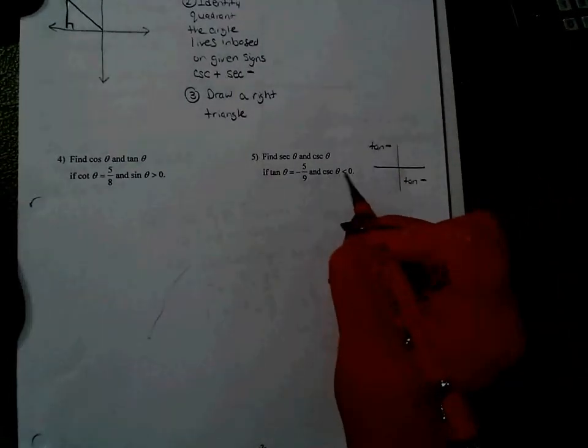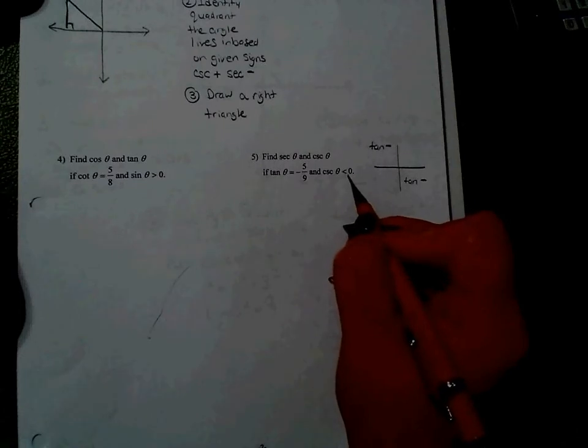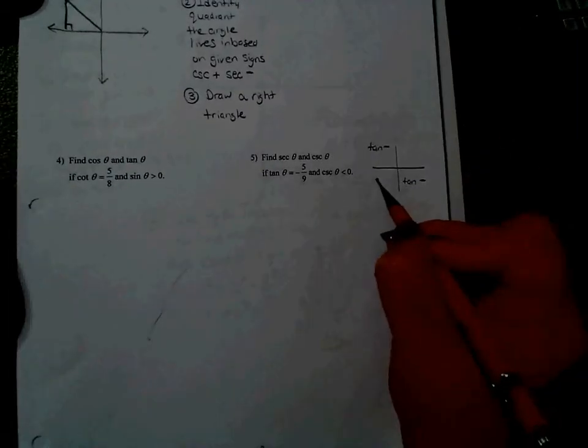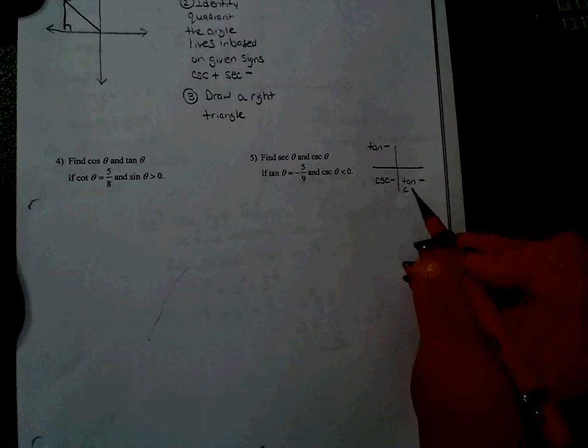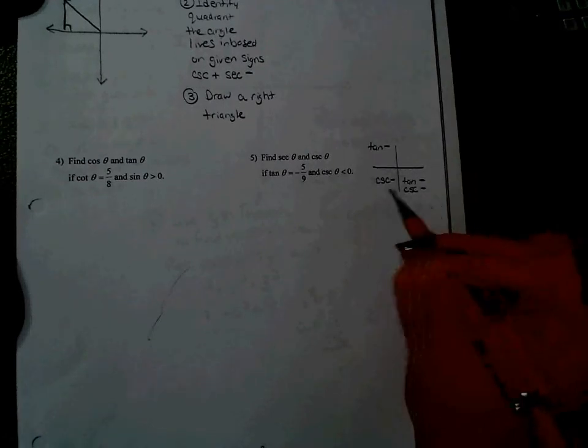And then it says cosecant is negative. Cosecant is the flip of sine. Sine is negative here, and sine is negative here because sine is the y coordinates and the y's are down there. So this means it's in the fourth quadrant.